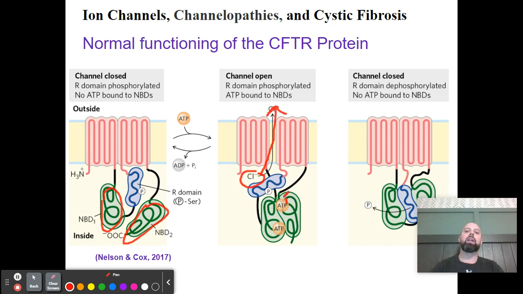An ATP molecule has to be bound to each one of them, but we also have to have a phosphorylated protein here. And that is done by cyclic AMP, actually. So all three of those happen. Now this ion channel will open and chlorine can move through. And if any one of those three are not occurring, we would have a closed protein channel here. So again, this is under normal circumstances.